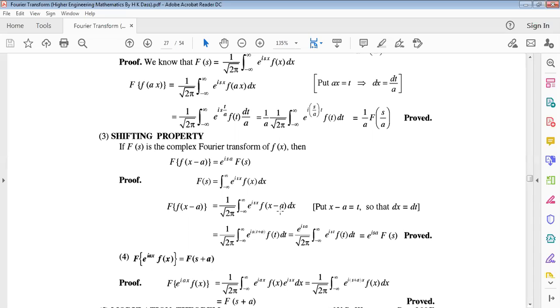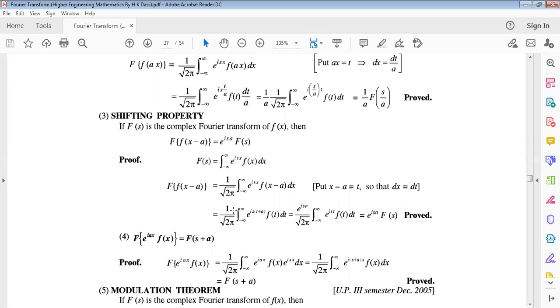Now if we put x minus a equals t, then dx equals dt. Just substituting these values inside the integration from minus infinity to plus infinity of e to the power is, with x equal to t plus a.